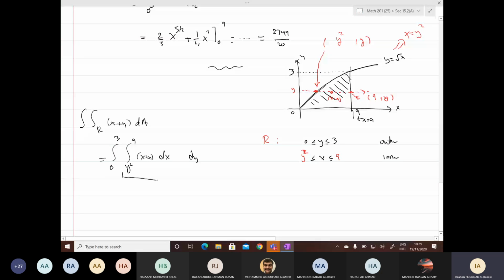And then again you just start with the inner, evaluate the outer. The details of the calculation are given in the notes also, so I will not do them here. We get the same value. You can check the details: 2349 over 20. I wrote it just to confirm, and really you get the same answer. I did both calculations in detail. You can check them in the notes, the detailed calculation and substitution and evaluation. And you get the same answer. So this is really how to evaluate.